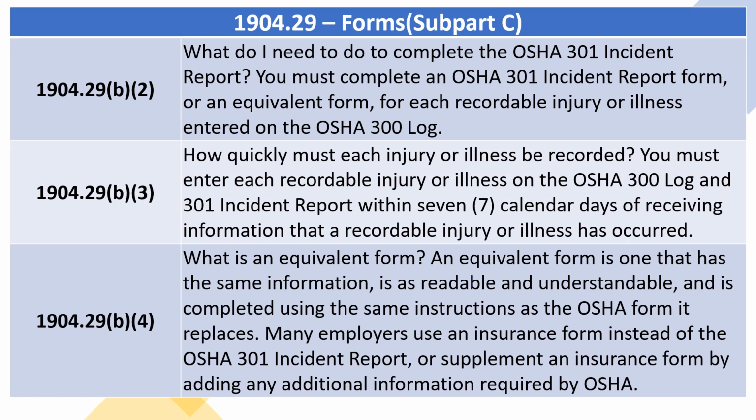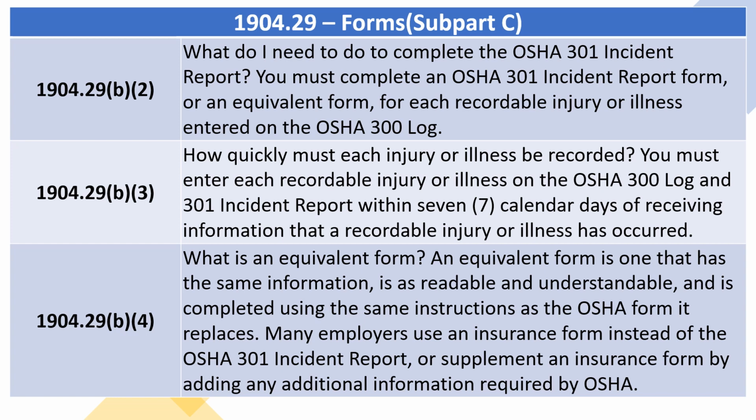1904.29b(2). What do I need to do to complete the OSHA 301 incident report? You must complete an OSHA 301 incident report form, or an equivalent form, for each recordable injury or illness entered on the OSHA 300 log. 1904.29b(3). How quickly must each injury or illness be recorded? You must enter each recordable injury or illness on the OSHA 300 log and 301 incident report within 7 calendar days of receiving information that a recordable injury or illness has occurred.